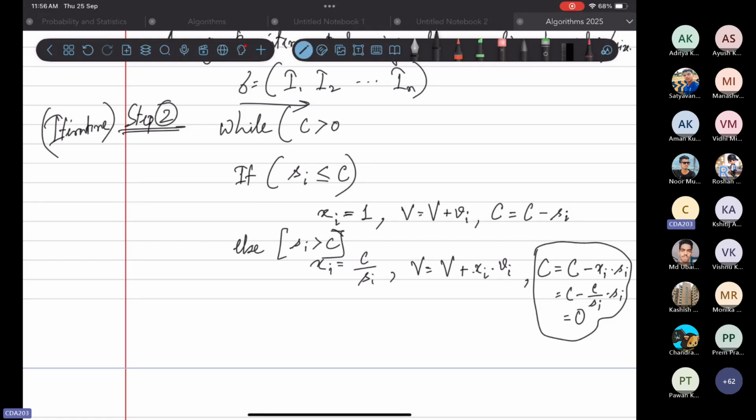So how many times should I do it? If I see my capacity of the knapsack has a non-zero value, I'll keep doing this. And what should I return? The value that I have at this point, that I'm going to return. You understand this now?